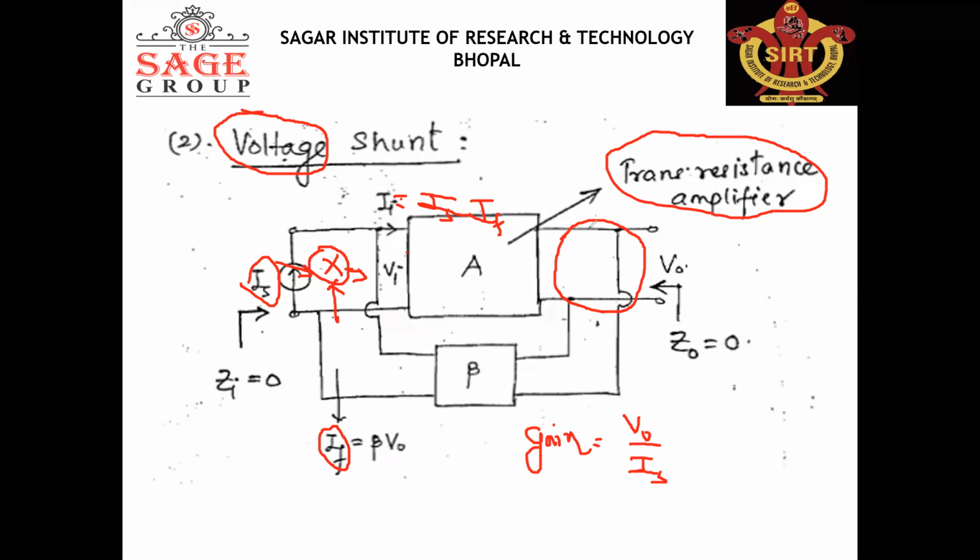V upon I क्या होता है? Resistance होता है. That's why it is not a voltage amplifier, because in a voltage amplifier, the output voltage and input voltage should be the same. So this is not a voltage amplifier. This is also not a current amplifier, because for that both output and input should be in current. Here the output is voltage and input is current. So since the output is voltage and input is current, that's why it is known as a transresistance amplifier.